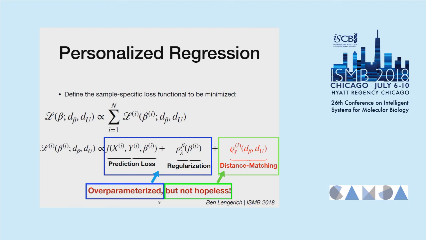If we were to just use these first two items, which would be how we might go about estimating sample-specific parameters, it would be incredibly overparameterized and we'd have no hope. But since we introduce a new distance matching regularization that promotes distance in model parameters to be similar to distance in sample covariates, we can actually induce structure in our model matrix and recover meaningful parameters.